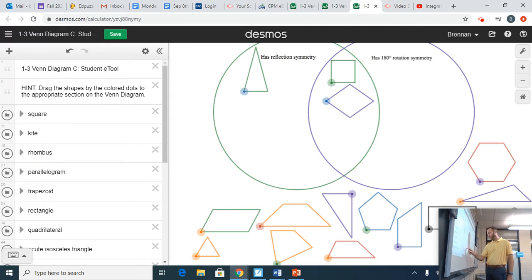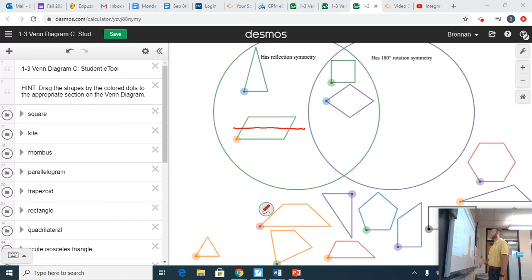The parallelogram does not have reflection symmetry because if we were to draw a line across like that, that obviously wouldn't work. And then even if we slant our line like that, one point is going to look higher than the other. So we do not have reflectional symmetry there. And if we rotate it 180 degrees, we have to think about this. If we rotate this 180 degrees, will it look the same?